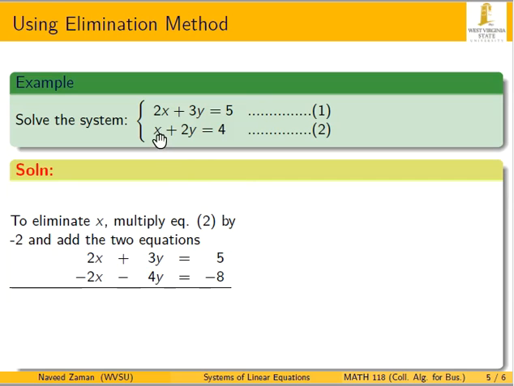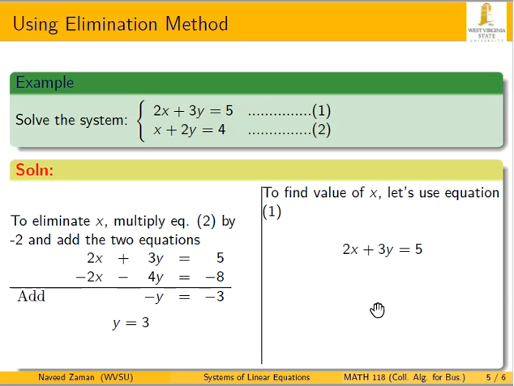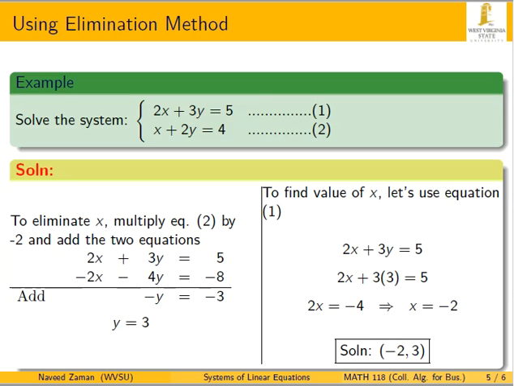So this second equation becomes negative 2x minus 4y equals negative 8. And then we add the two equations to get negative y equals negative 3, or y is equal to 3. And then we plug this value of y into any one of the equations. In this case, we selected the first equation, and that will give us x to be negative 2. So the solution, as before, is negative 2, 3.